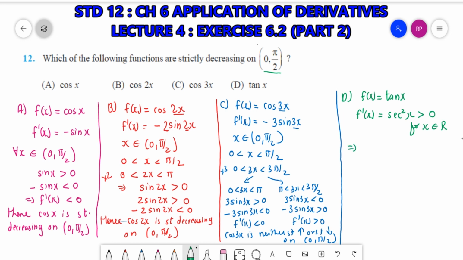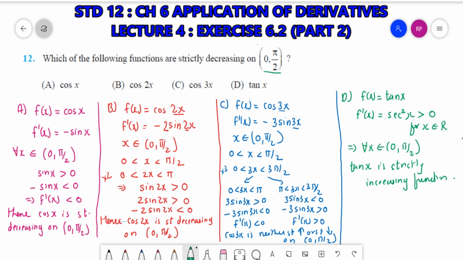So that implies for x belonging to 0 to pi by 2, tan x is strictly increasing. Okay, and you must also remember that tan is increasing in all the quadrants. So remember, whatever value of x you take, tan x will always be an increasing function.